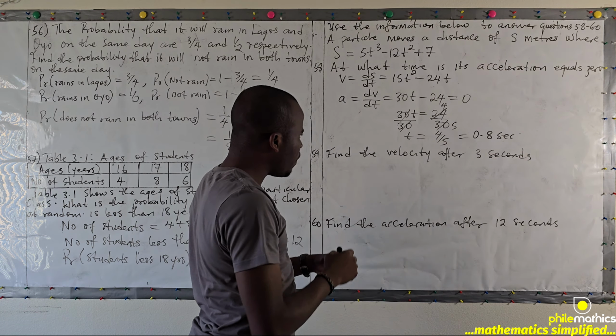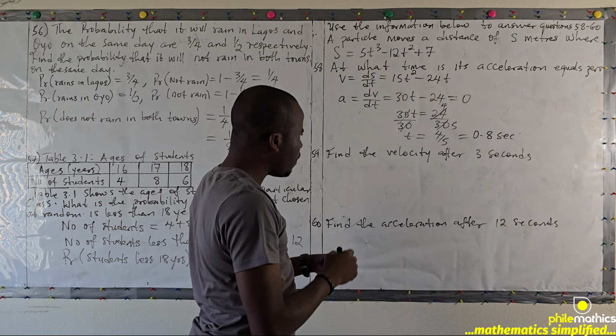59 says, find the velocity after 3 seconds. You simply substitute 3 for t in the velocity. You know that velocity is ds/dt, which is 15t squared minus 24t. We substitute 3, we have 15 times 3 squared minus 24 times 3. 3 squared is 9, 15 times 9 minus 24 times 3 is 72. And if we subtract this, we have 63 meters per second.